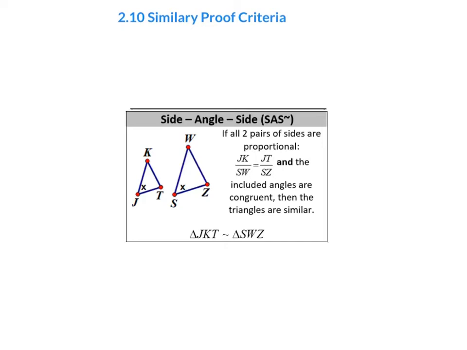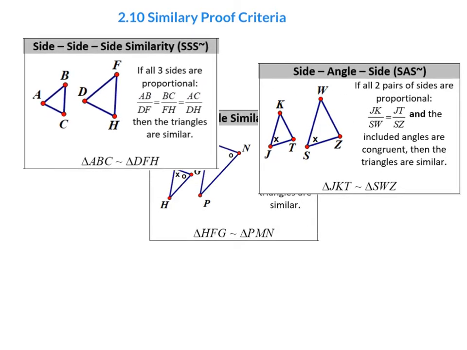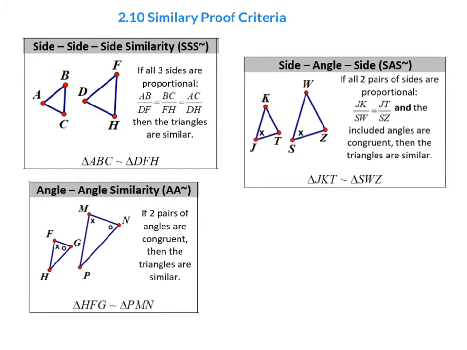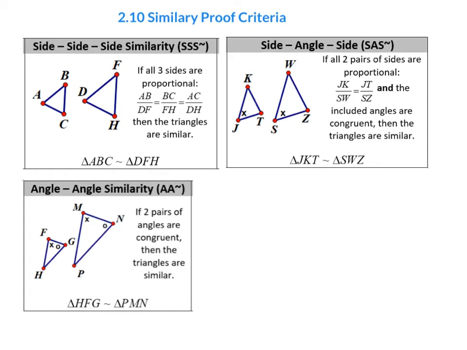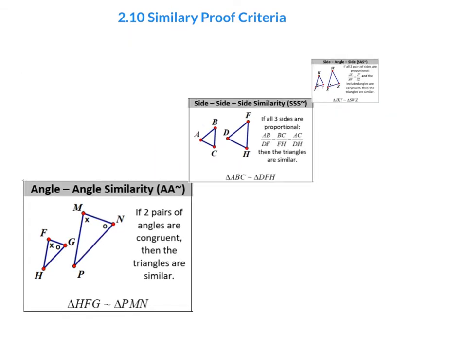This lesson is almost identical to the lesson about congruence proof criteria, where we established certain guys that worked and didn't work in terms of having enough information. So let's look at these three guys in particular. First, maybe let's look at this guy.